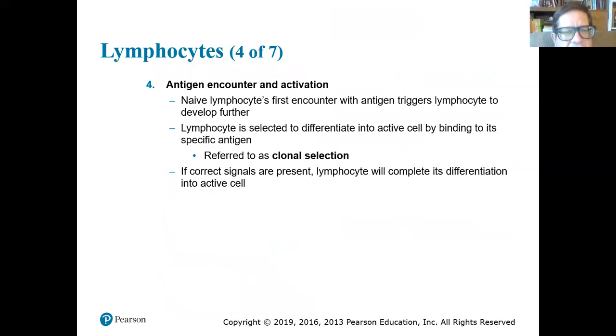All right. I should have said are more likely to travel. Anyway, naive lymphocytes will find an antigen, will encounter an antigen, and it will cause the lymphocyte to develop, to change. It will differentiate into an active lymphocyte by binding to a specific antigen. We call that clonal selection. And if the correct signals are present, it will complete differentiation, will become an active cell.